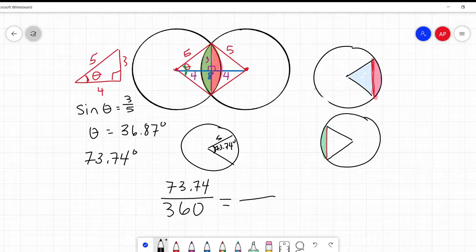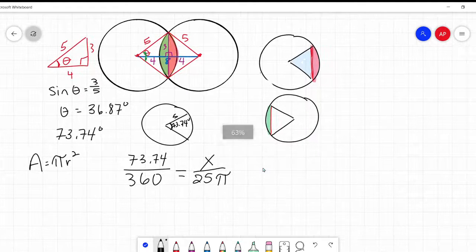Well, pi r squared is our area of a circle. Area equals pi r squared, and our radius is 5. 5 squared is 25, so the area of the whole circle is 25 pi. And we don't know the area of the sector, but it's going to keep that same 73.74 to 360 proportion. So now this is where we cross multiply.